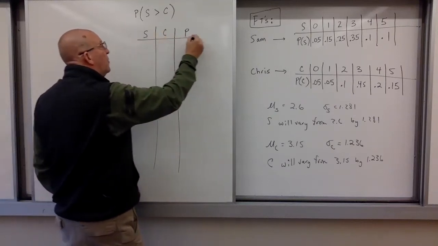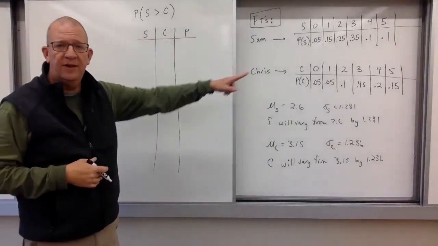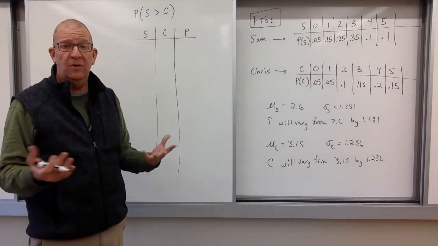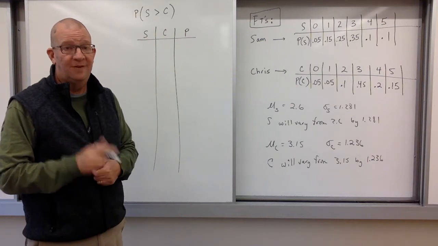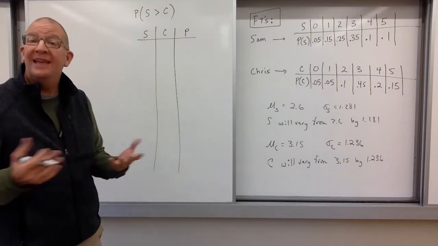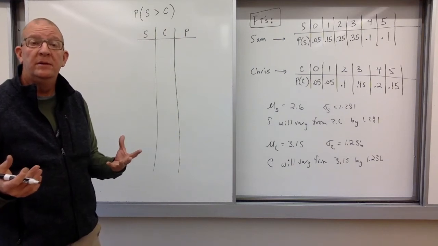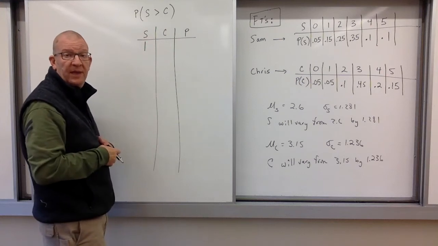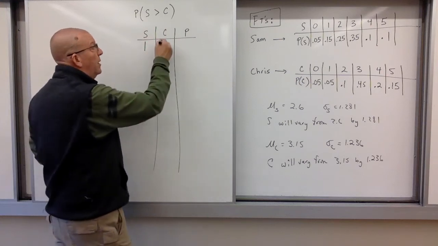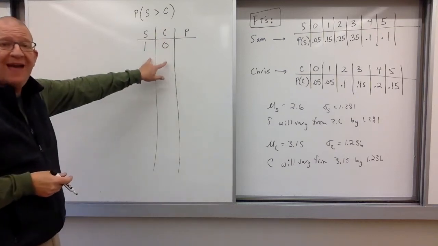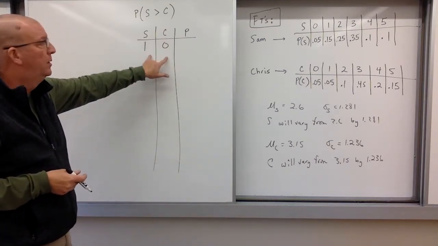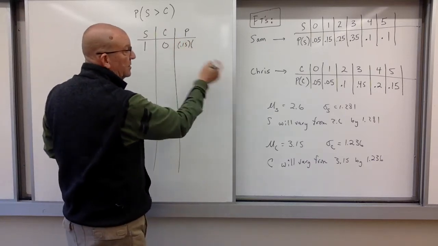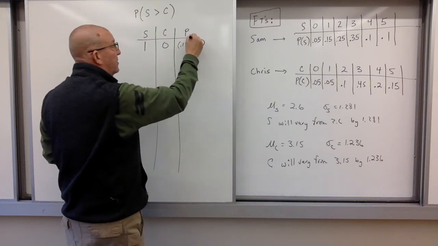What are all the different ways Sam can win? Think about that. Can Sam win if Sam makes 0 free throws? If you said no, you'd be correct. Could Sam win if Sam makes 1 free throw? Well, yeah. What's the only way Sam wins? Chris has to make 0. And what's the probability of having that specific outcome? It's going to be 0.15 for Sam times 0.05 for Chris.